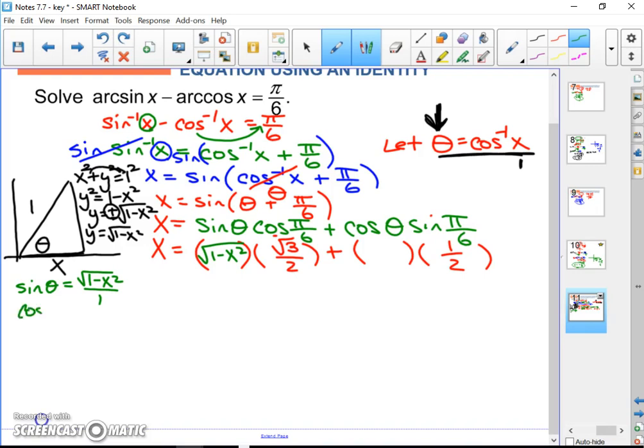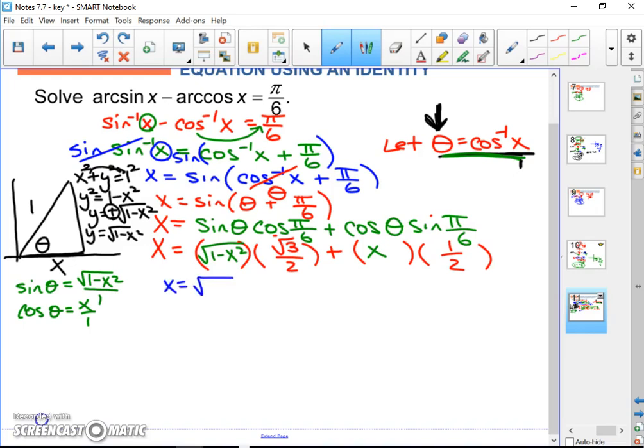As for cosine theta, maybe you already knew this. You can tell from this step up here. But cosine theta is x over r, x over 1, so cosine theta is x. And so I've got this complicated looking algebra equation, but I should be able to solve that. Let's try to clean this up.